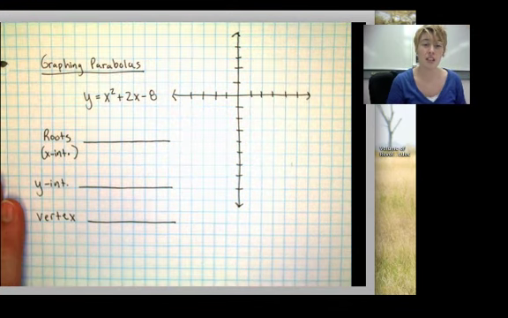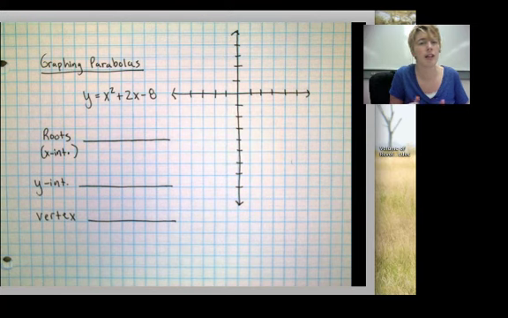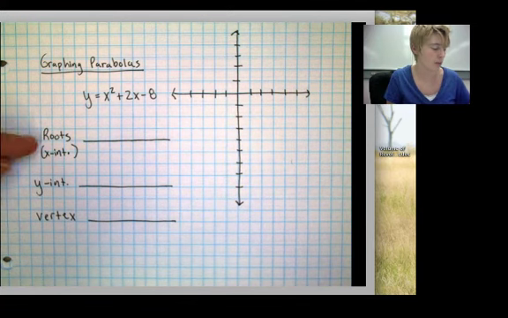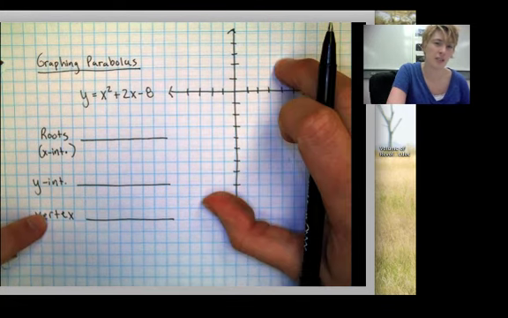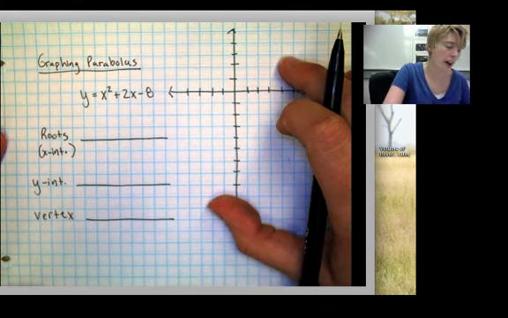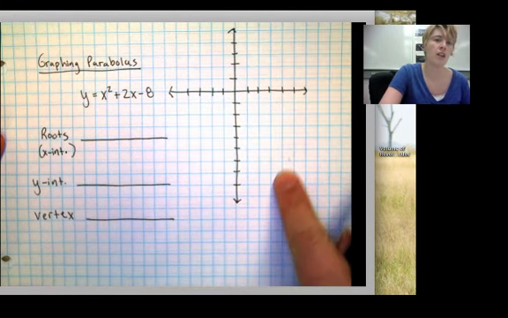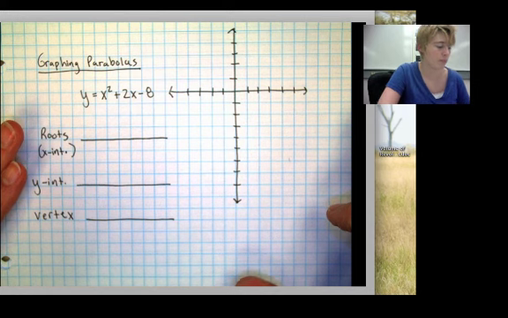Basically, to get this graph put together, it's going to take a lot more work than doing a typical line. We're going to have to figure out what the roots are, what the y-intercept is, what the vertex is, and piece it all together on this graph. So like I said, it takes a lot of work. So I have my skeleton, my framework here. I'm not going to be able to fill any of this in until I go through the pieces.